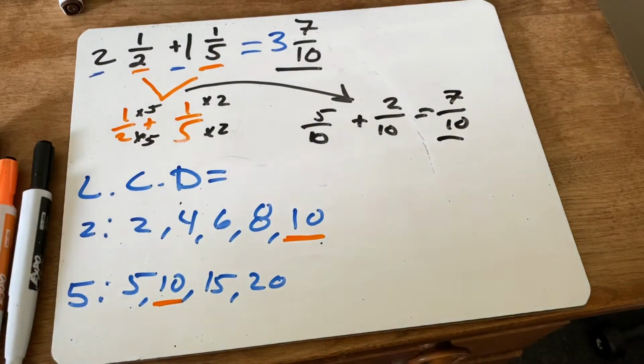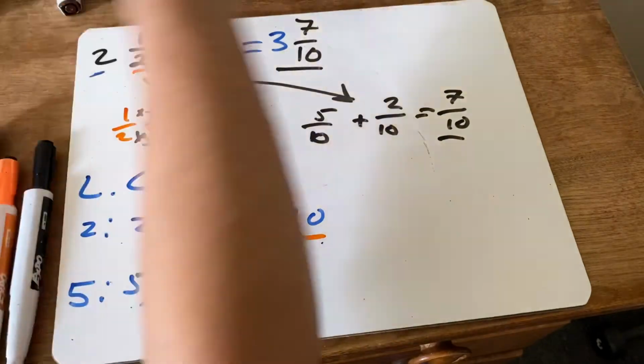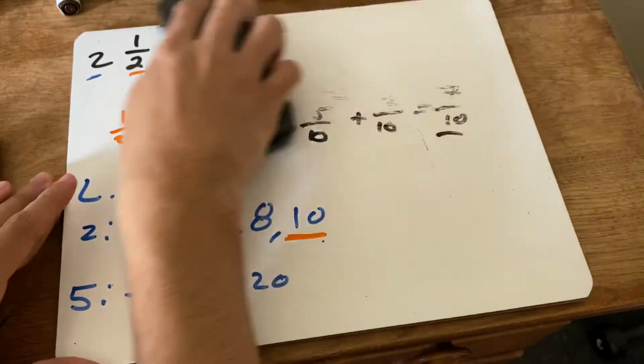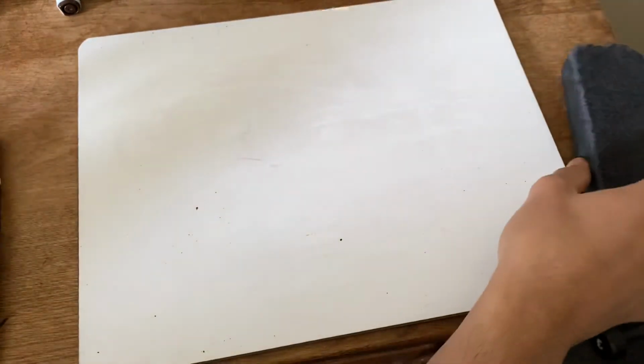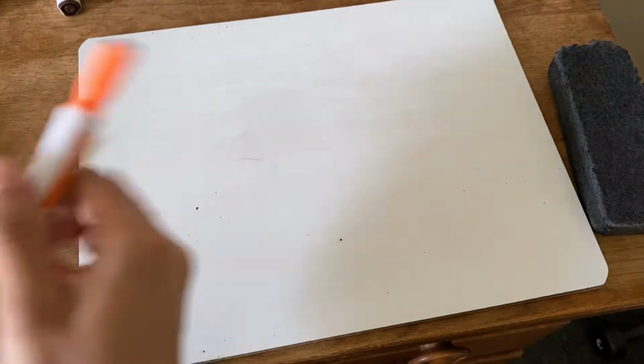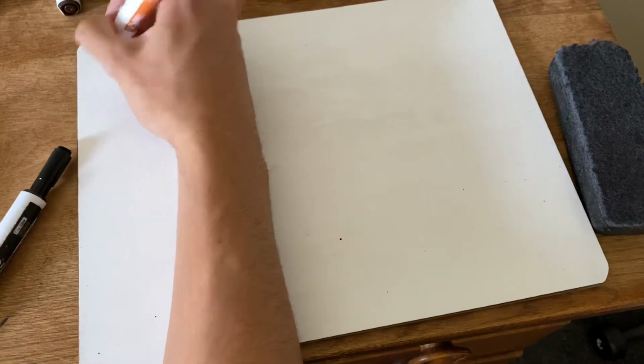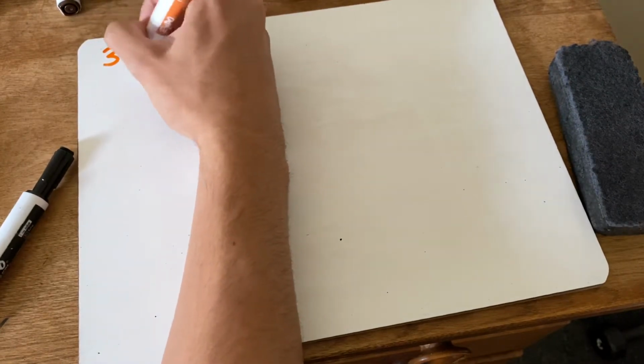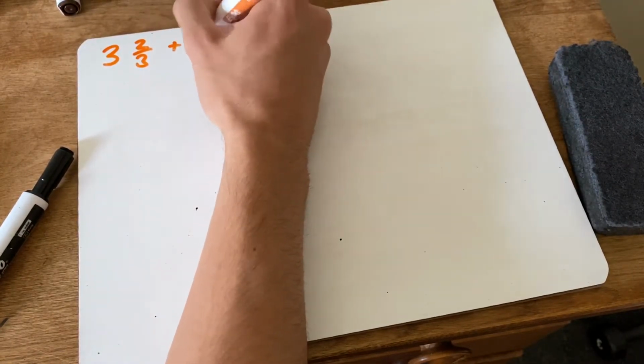All right, let's go on to number 2. Number 2 says 3 wholes and 2 over 3 plus 1 whole and 3 over 5.